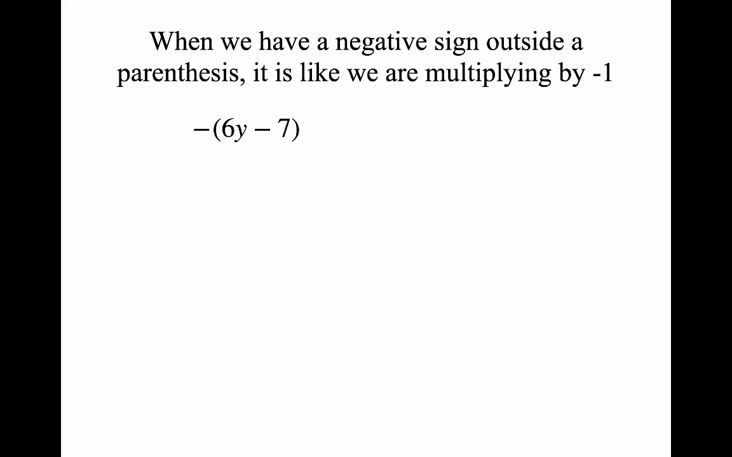When we have a negative sign outside of a parentheses, it is like we are multiplying by -1. Even though the 1 is not written there, it is there. We have the opposite of 6y minus 7 in parentheses. We can rewrite that as -1 multiplied by 6y minus 7, and then distribute the -1 into the 6y and the 7. When we do that, we have -1 times 6y is -6y. -1 times -7 is +7. So we've distributed the negative into the parentheses.